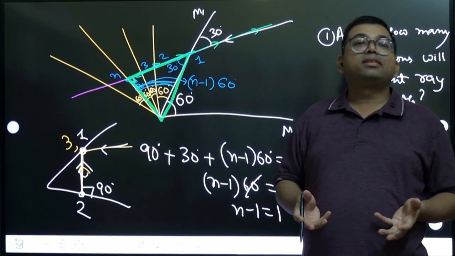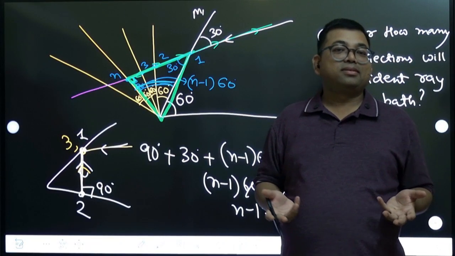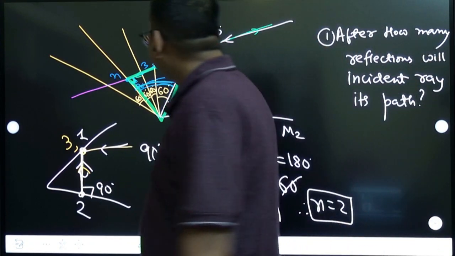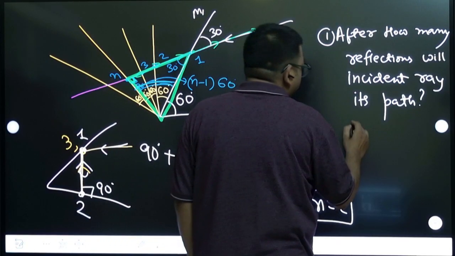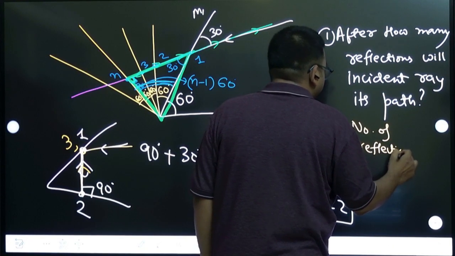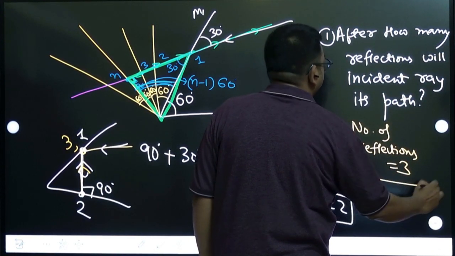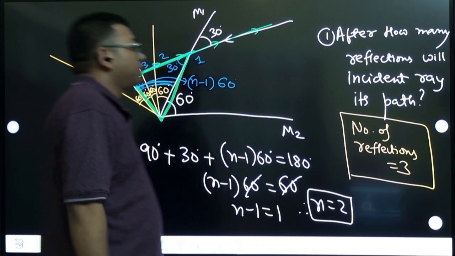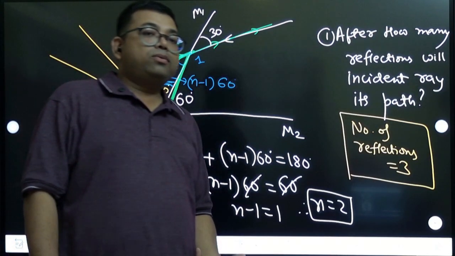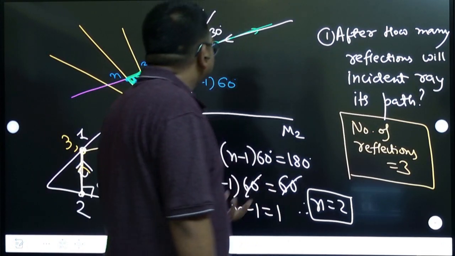Yes, that is the answer, 3. Number of reflections is equal to 3. That's what it is. Okay. So you can solve any type of questions, any model of questions that come.